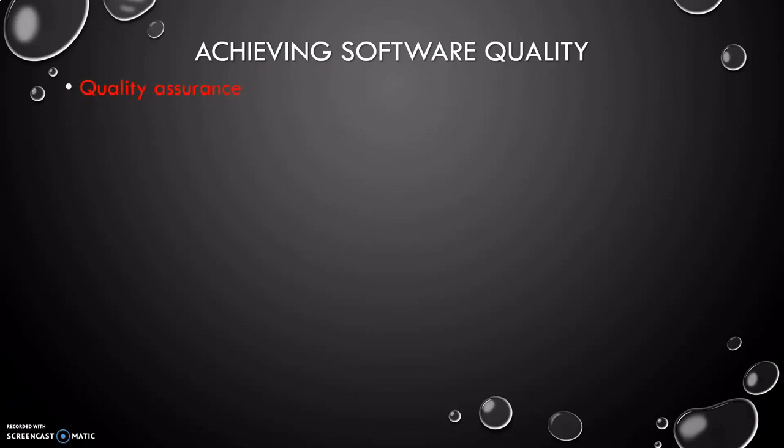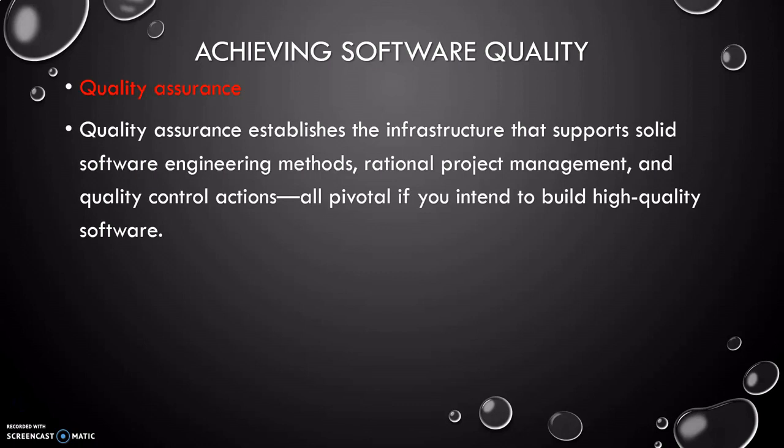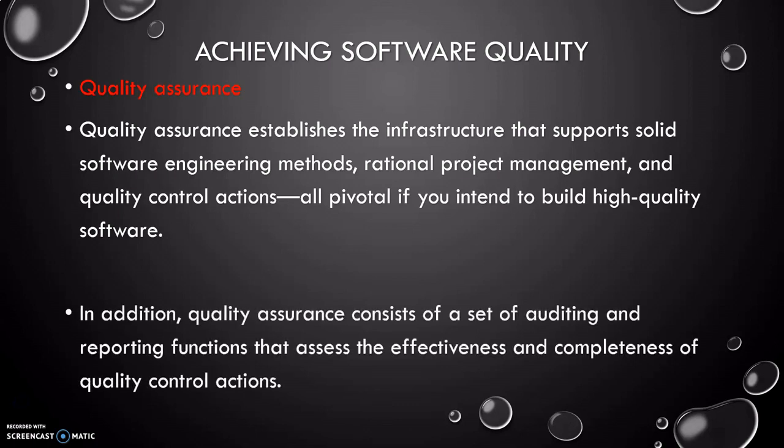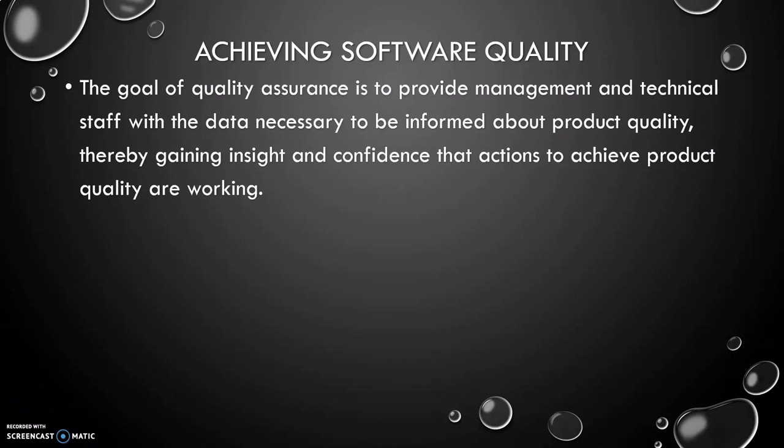Our next one is quality assurance. Quality assurance establishes the infrastructure that supports solid software engineering methods, rational project management, and quality control actions. All these are applicable only if you are trying to build high quality software. In addition, quality assurance consists of a set of auditing and reporting functions that assess the effectiveness and completeness of quality control actions. The goal of quality assurance is to provide management and technical staff with the data necessary to be informed about product quality, thereby gaining insight and confidence that actions to achieve product quality are working.